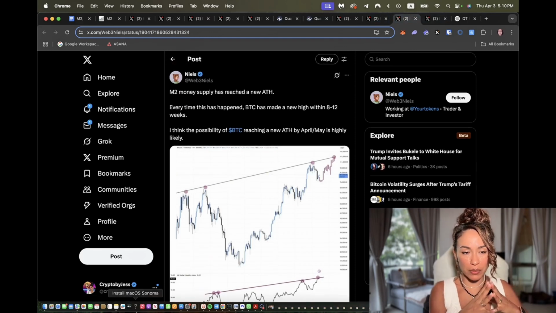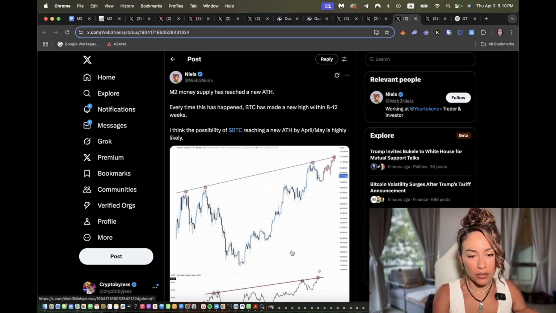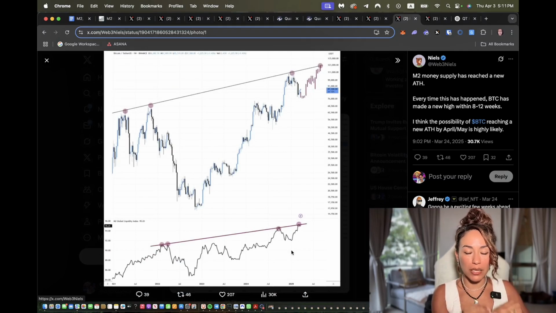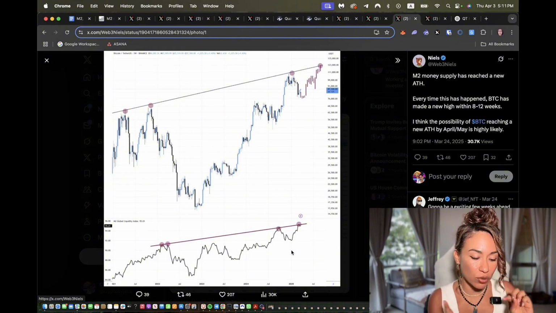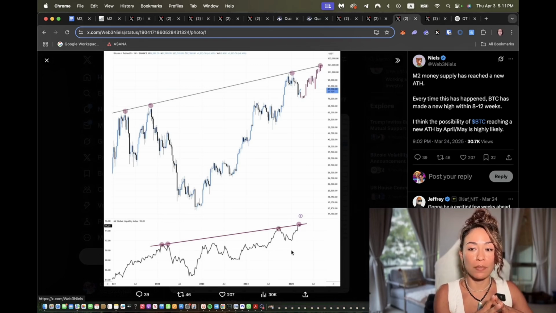So now, in terms of some speculation, which is based on patterns, right? And Bitcoin's past behavior in regards to the global money supply, you would see that, as shared here by Niels on X, the M2 money supply, the global money supply, has reached a new all-time high historically. And every time this has happened, Bitcoin has made a new high within 8 to 12 weeks. Just remember that, 8 to 12 weeks. So he's saying he thinks the possibility of Bitcoin reaching a new all-time high will be by April or May, and that probability is quite high, right?